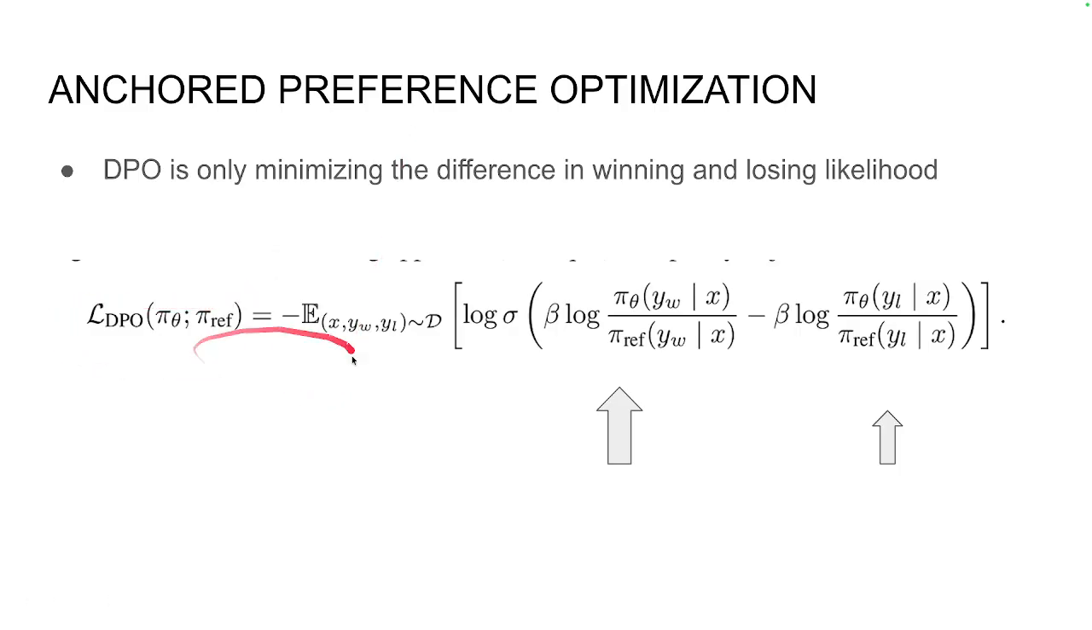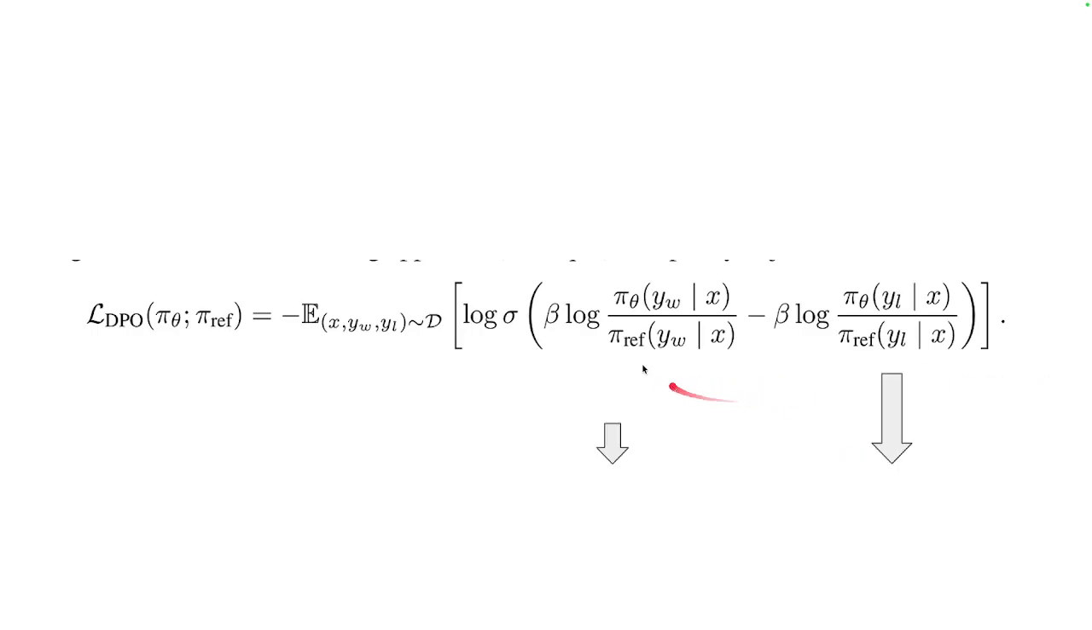So let's see some of the issues with DPO. This is the objective of DPO. The DPO objective only cares about the difference between the winning and the losing response. So it can either increase the likelihood of the winning response and increase the likelihood of the losing response by less, so you still have a difference here, or it can reduce the likelihood of the losing response by a lot and reduce the likelihood of the winning response by a little, and you still have some difference here.